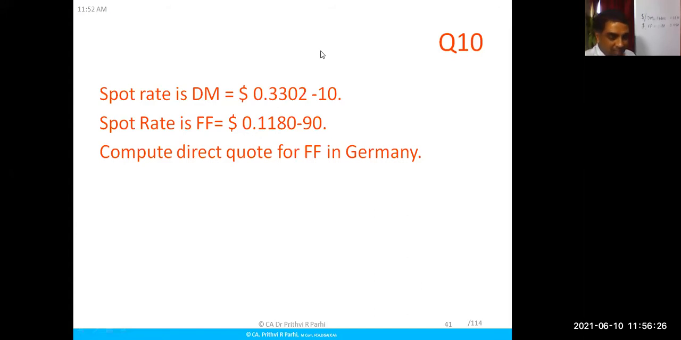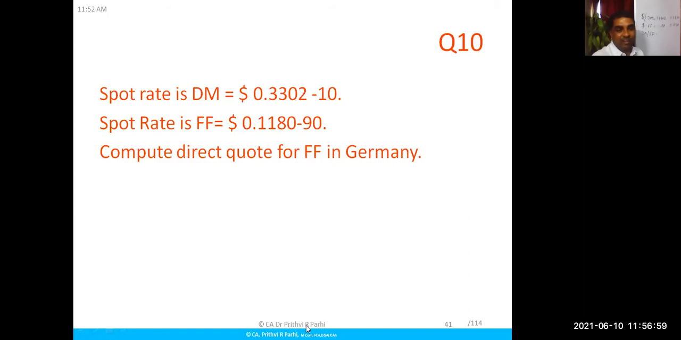Direct quote for French franc in Germany. That means which currency by which currency? French franc in Germany, so I think DM by FF. You are asking DM by FF. Let us write DM by FF. DM by FF means a quote for the French franc in the country Germany. This is what it is asking. Let us try how to solve it.